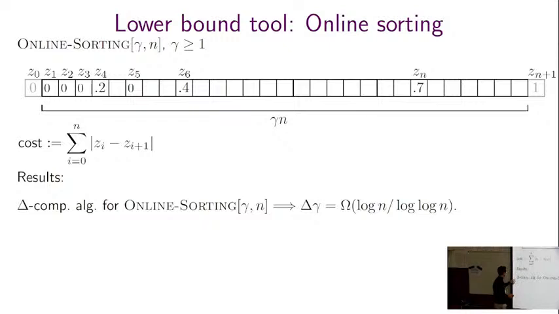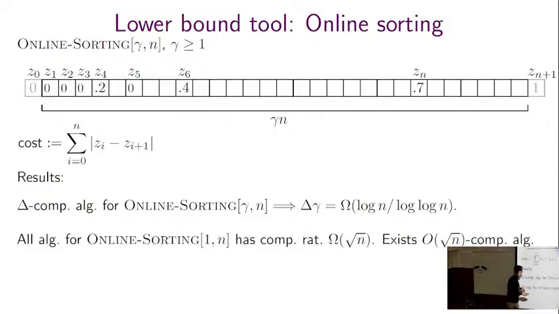So we study this problem, and we prove that if we have a delta competitive algorithm for the online sorting problem with gamma times n space, then we have this trade-off: delta times gamma, so the competitive ratio times our space, is at least log n over log log n. So it means that if you want to do very well on the competitive ratio, you need some extra space. You cannot do very well on very little space.